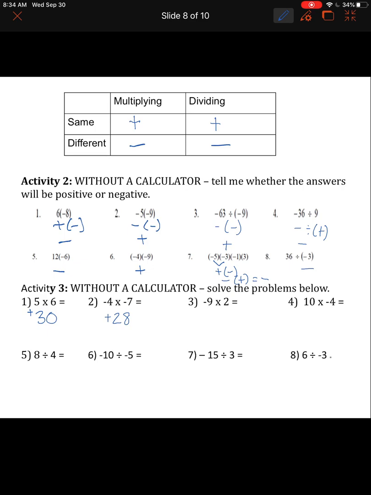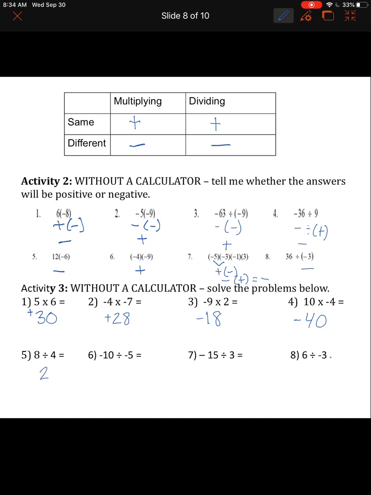We have a negative 9 times 2, so a negative times a positive, so we know our answer is going to be negative. 9 times 2 is 18. 10 times negative 4, so we have a positive times a negative, so we know our answer is going to be negative, and 10 times 4 is 40.